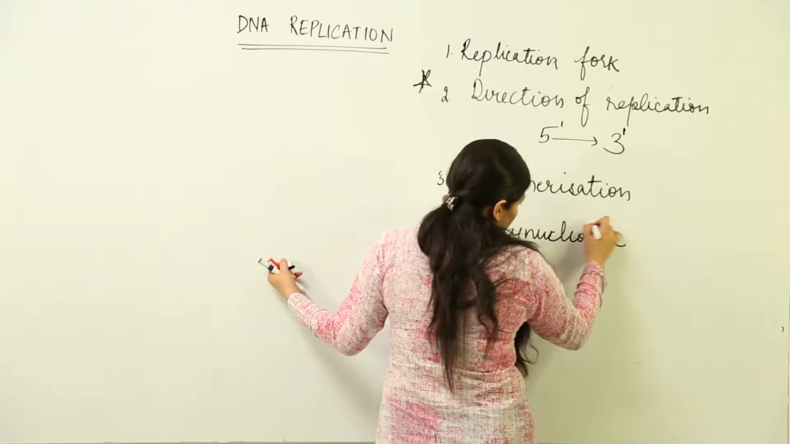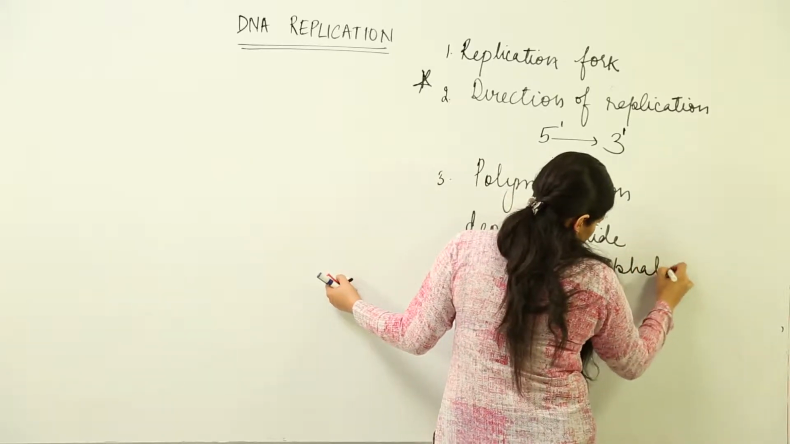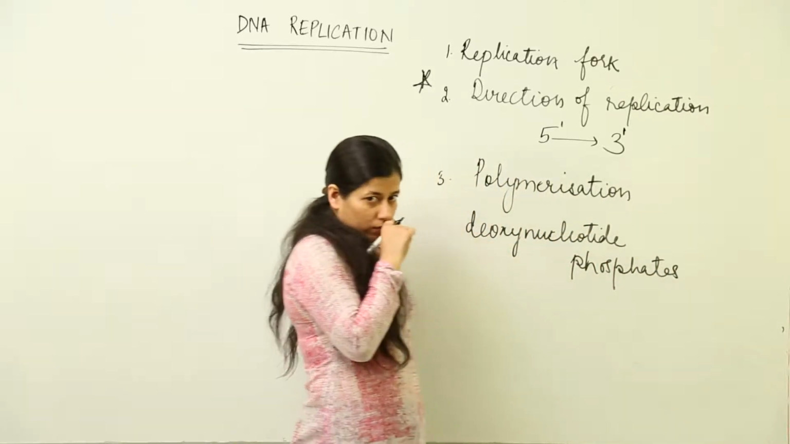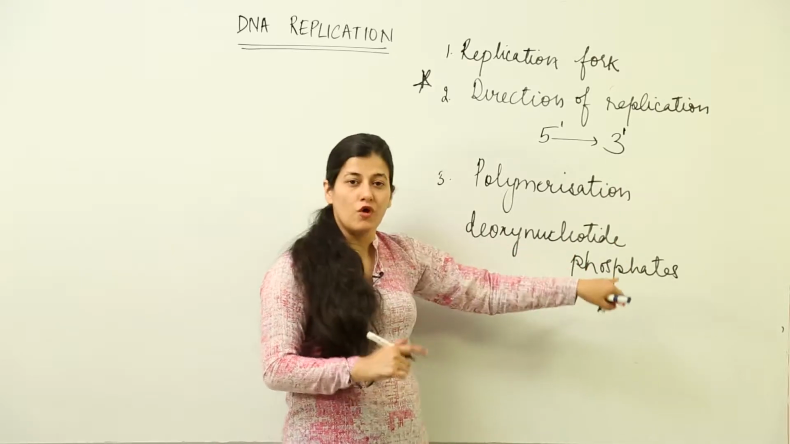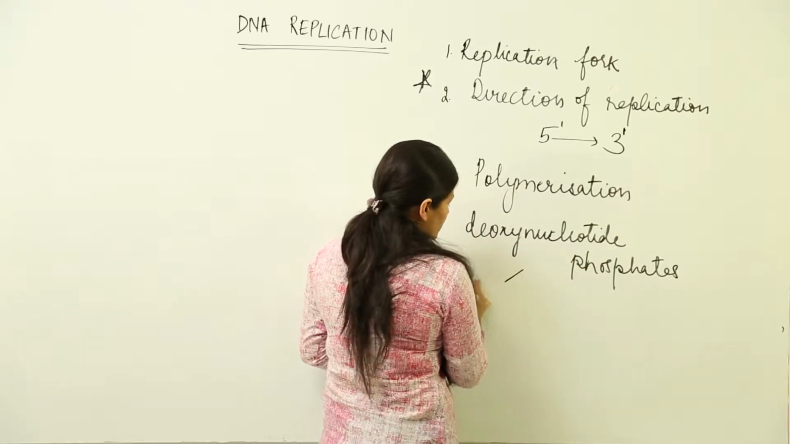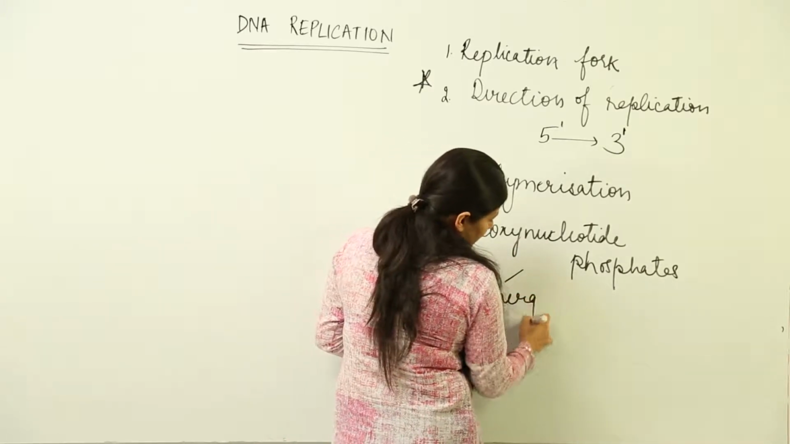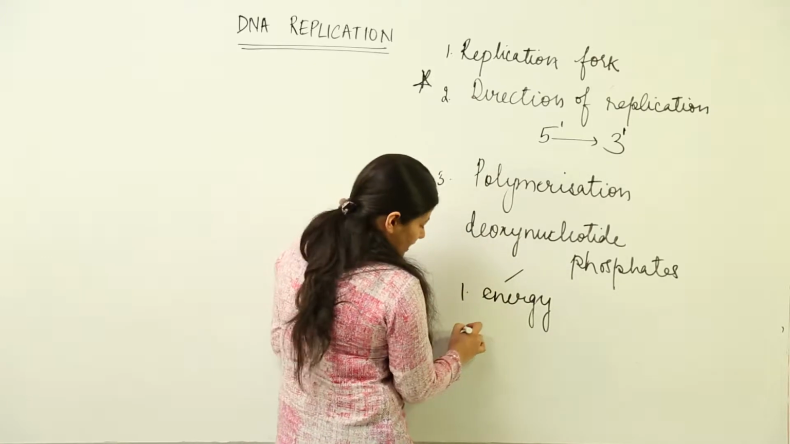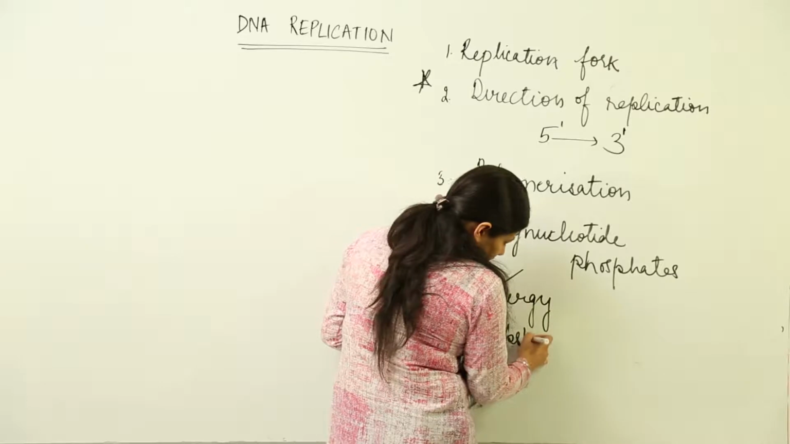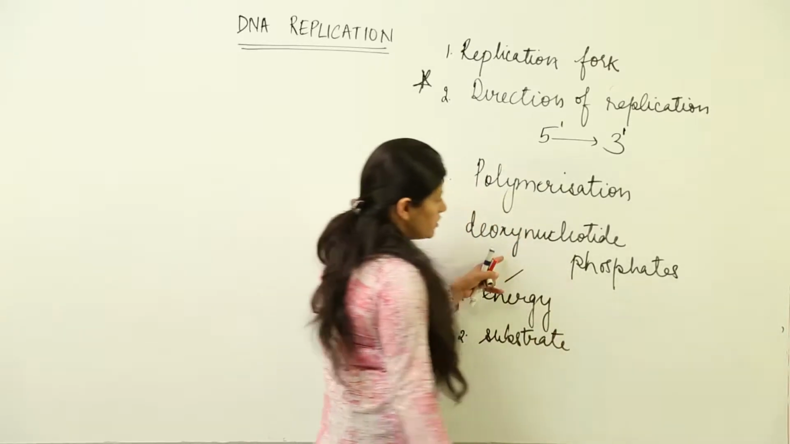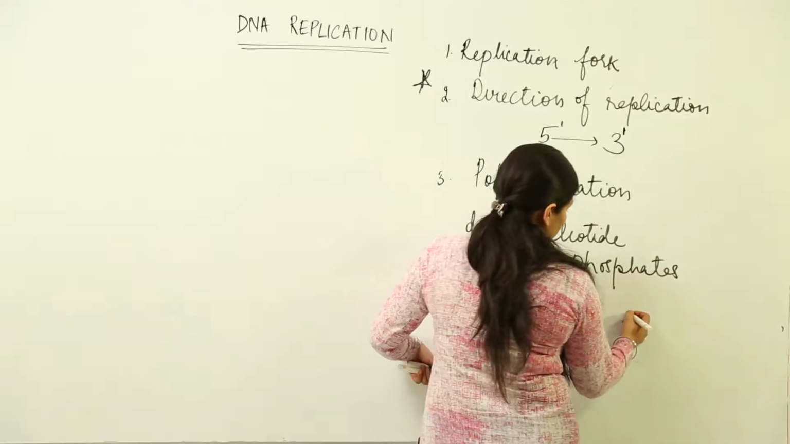deoxynucleotide phosphates. The deoxynucleotide phosphates would perform two functions. One function is, because it is something like ATP, it is going to provide the energy that is required for the process, and secondly it would act as a substrate. Now what is this deoxynucleotide phosphate?